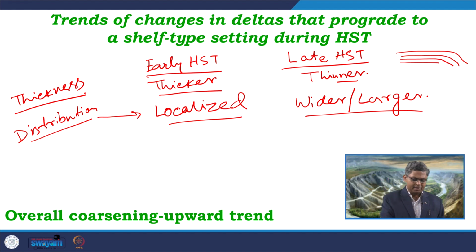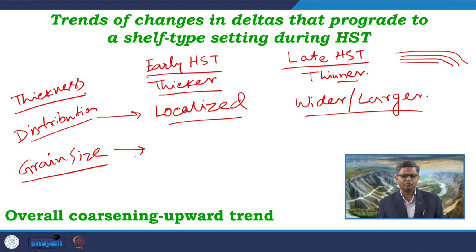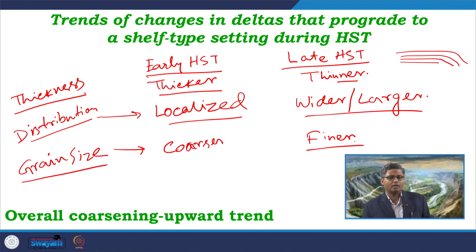Now, the third parameter is the overall distribution of grain size within this delta system. During the early HST phase, we commonly expect an abundance of coarser grains, whereas during the late HST phase, we expect an abundance of finer grains. Why? Because during the early phase of the HST, the river systems are bringing a lot of sediments.